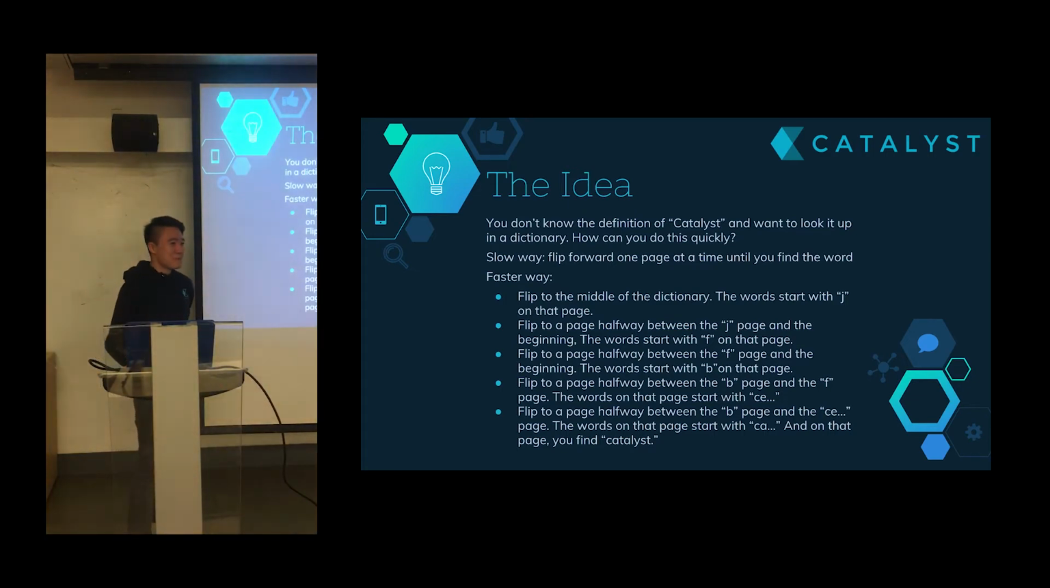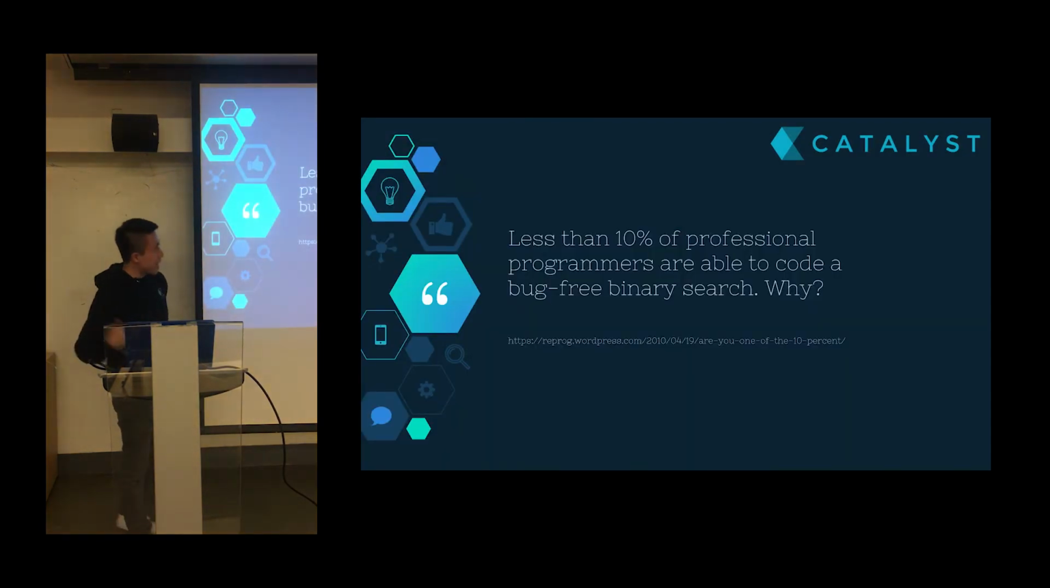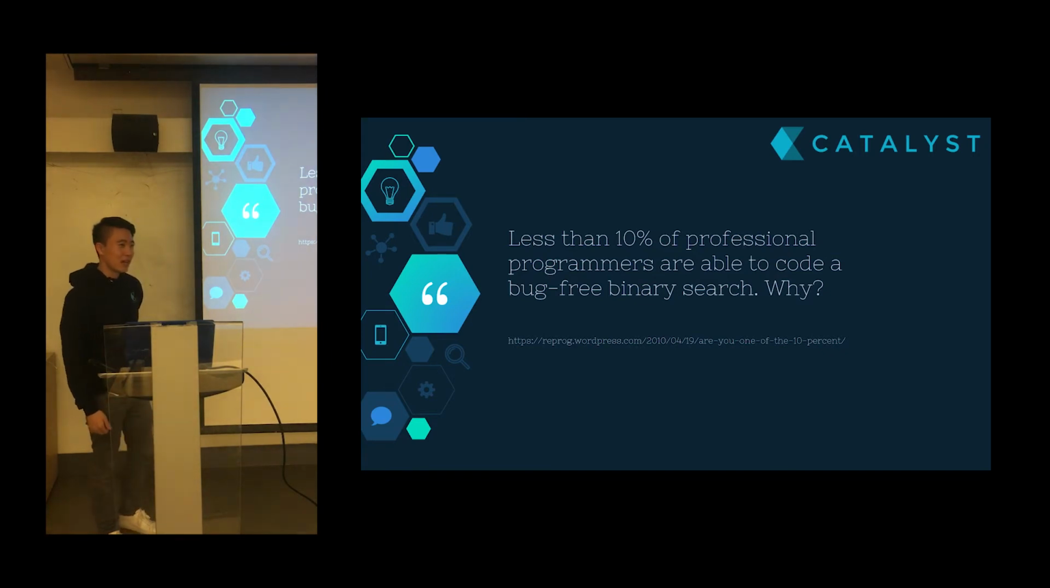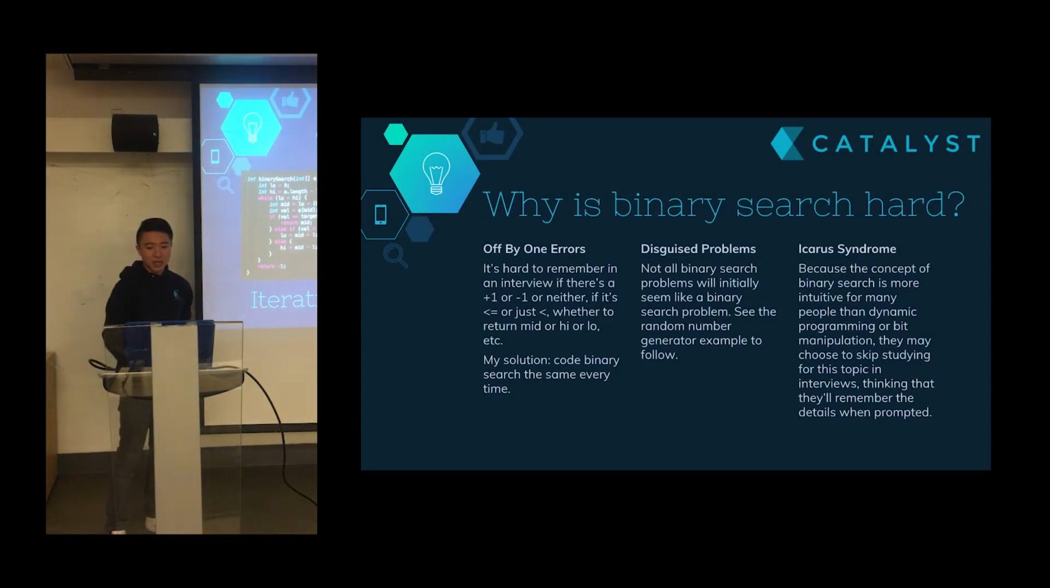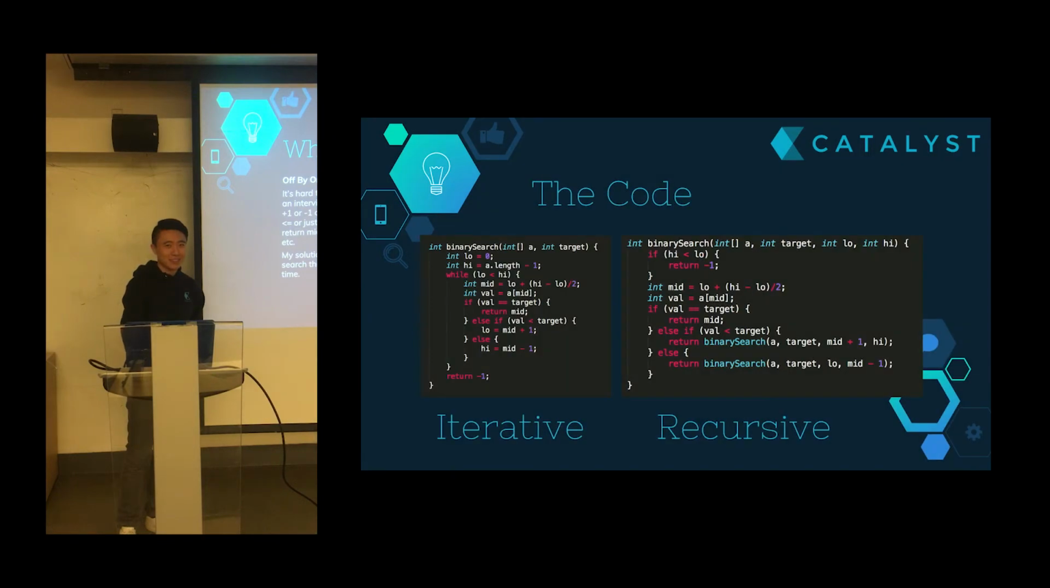Okay. So that's a really simple idea, right? So why is it that less than 10% of professional programmers are able to code a bug-free binary search? I mean, an elementary schooler could get the idea behind it when you tell them to search for words in the dictionary, right? Why is it so hard? I think there are 3 main reasons, right? So we're going to talk about the code a little bit before we talk about the 3 main reasons.